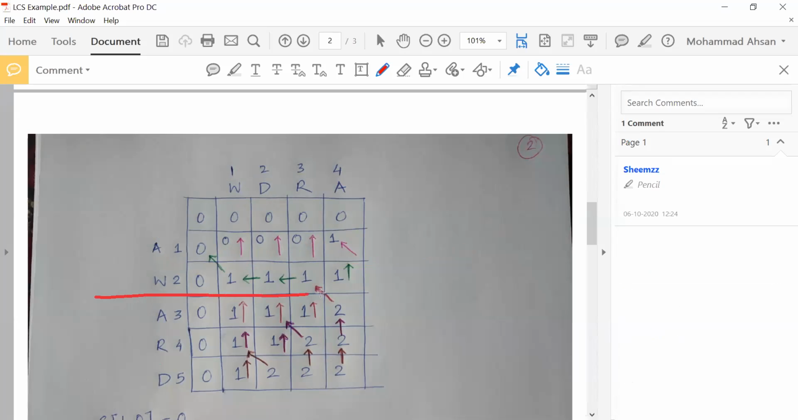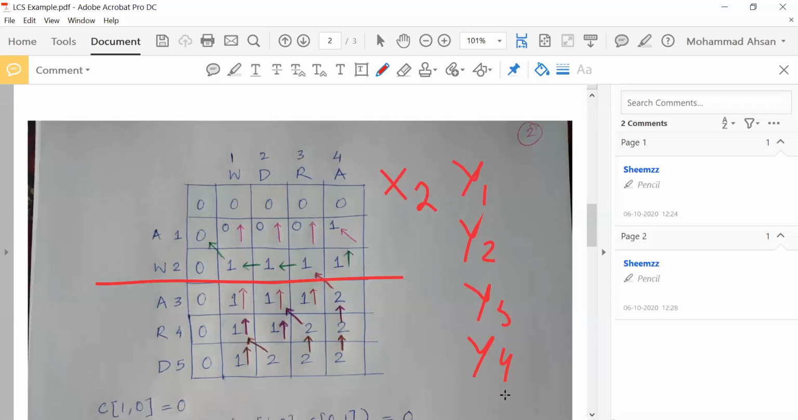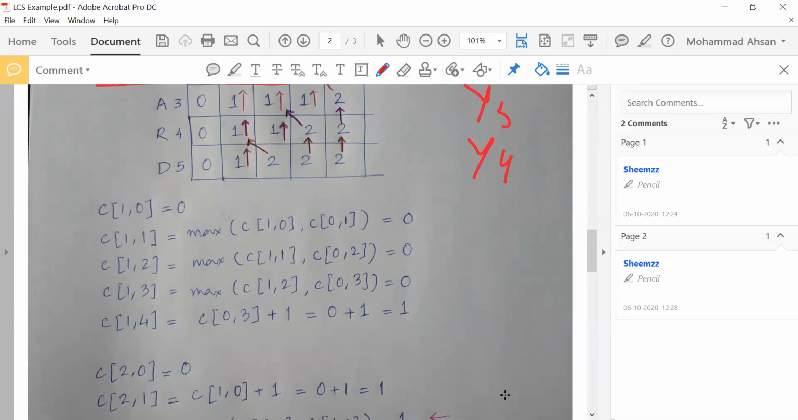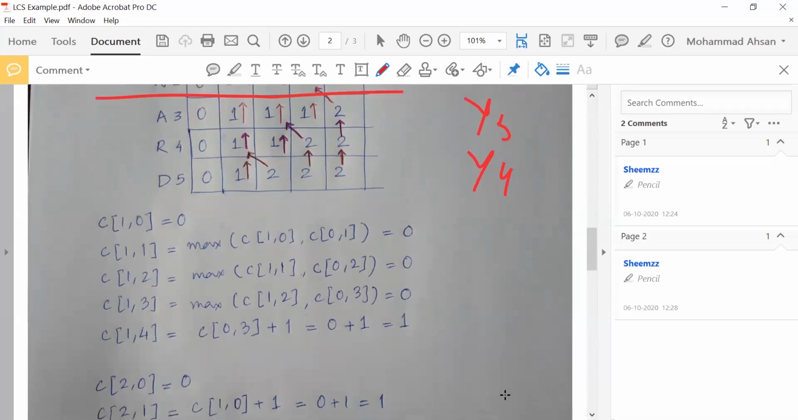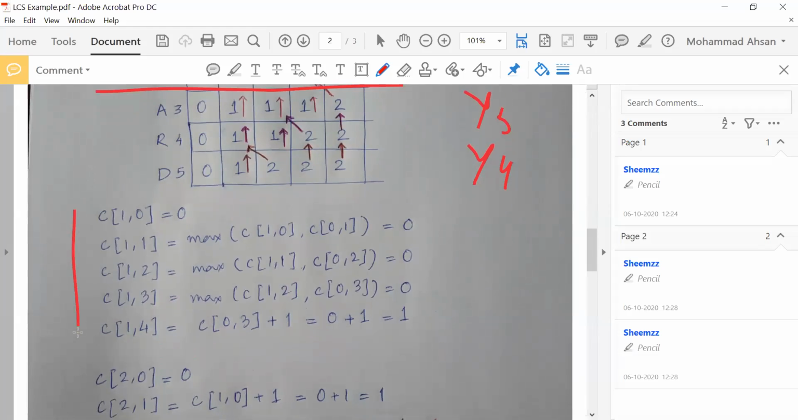Now, when we are talking of this, it is basically x2, y1, and then y2, y3, and so on, y4. So your x2 is AW, and the first element is W. When you match AW with W, W and W match, so then you are still left with the sub problem. Let me go down here. So this is C1, the first row calculation which we already did. It's pretty simple.